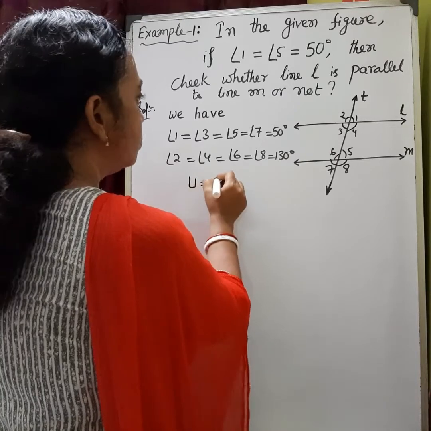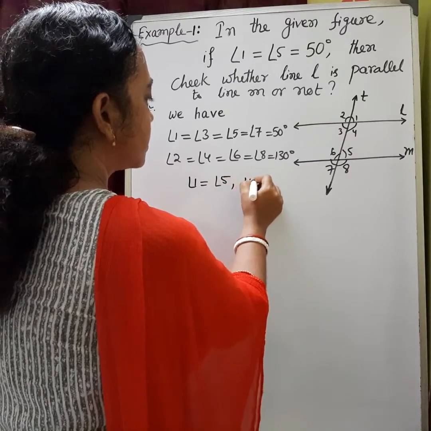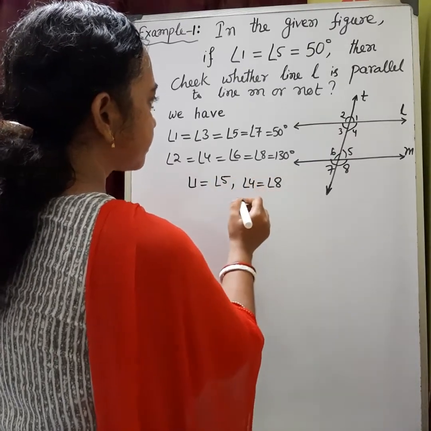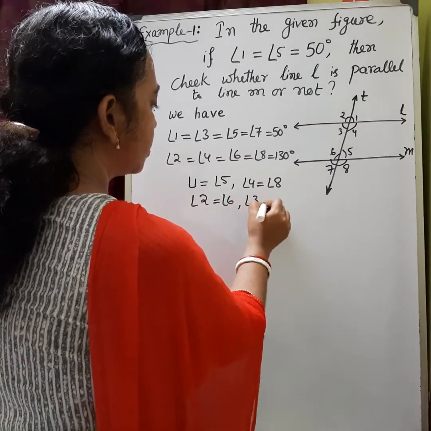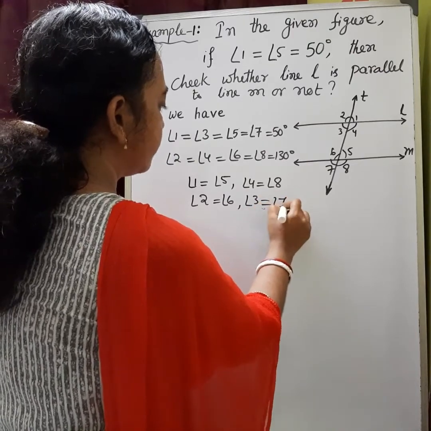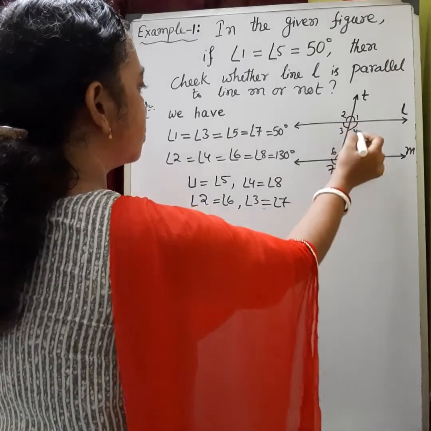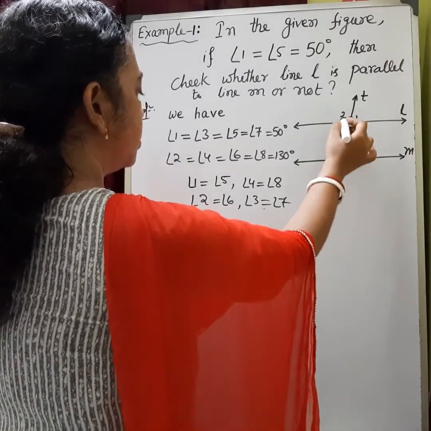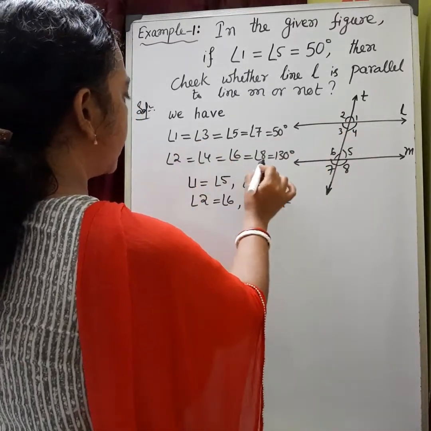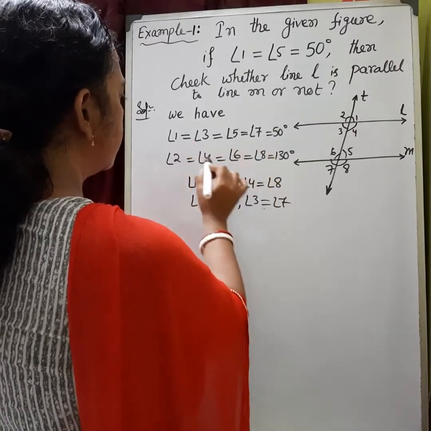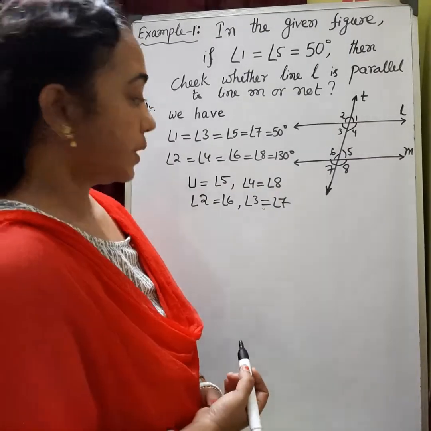So from these two equal groups of angles we can write some conditions, that is angle 1 is equal to angle 5 and angle 4 is equal to angle 8, also angle 2 is equal to angle 6, angle 3 is equal to angle 7. So these are showing all pairs of corresponding angles, that is 1 equal to 5, 4 equal to 8, 3 equal to 7, 2 equal to 6. So these are forming pairs of corresponding angles.